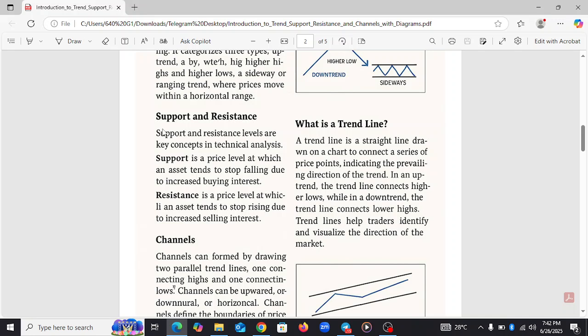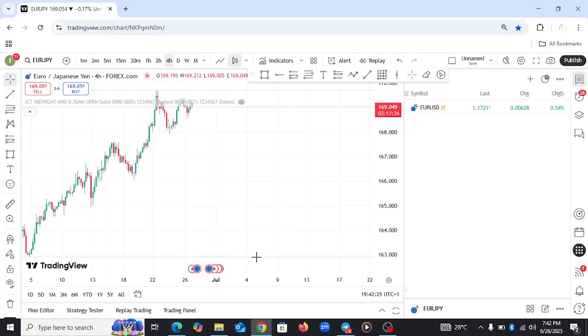So support and resistance levels are key concepts in technical analysis. Support is a price level at which an asset tends to stop falling due to increased buying interest. Resistance is the price level at which an asset tends to stop rising due to increase in selling interest. Let's go back to the chart.